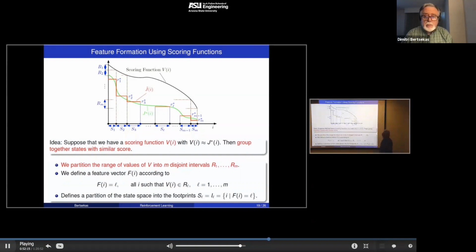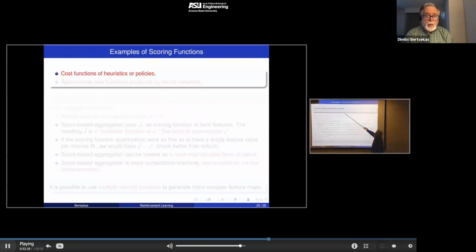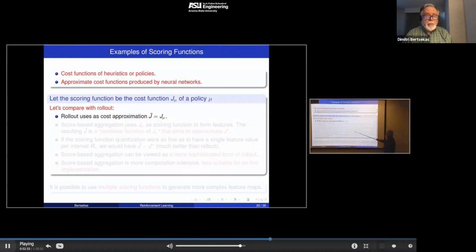And how would I get good scoring functions? Well, cost functions of heuristics or policies, we mentioned that. Approximate cost functions produced by neural networks, perhaps after 1 or 2 policy iterations. Now let's draw a connection with rollout. In rollout, what we do is we have a policy and we evaluate its cost. Now suppose we take a scoring function, the cost of a policy. Then rollout uses as cost approximation this J mu and aspires to do better than this J mu.